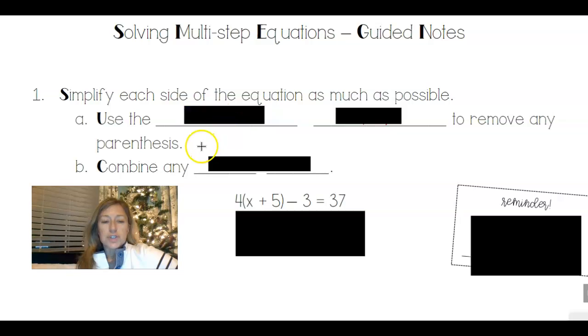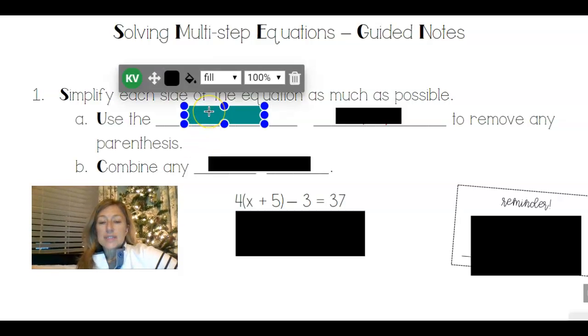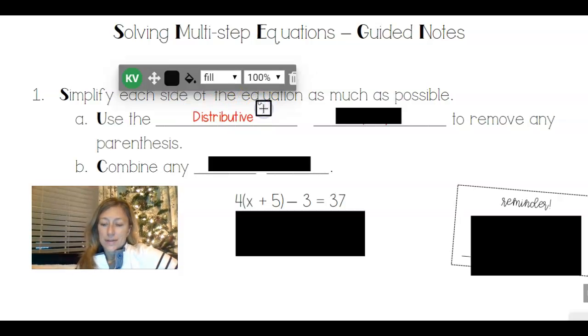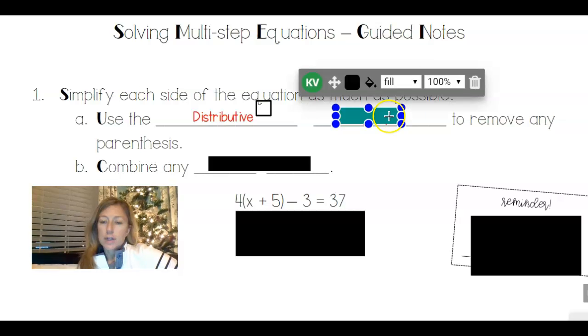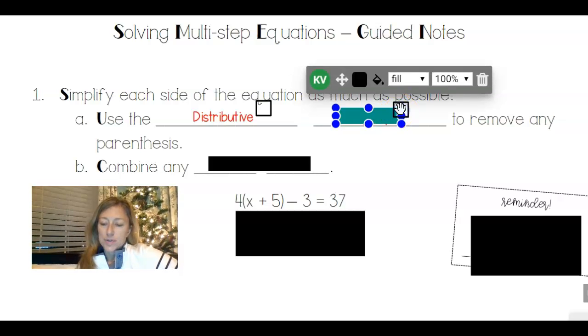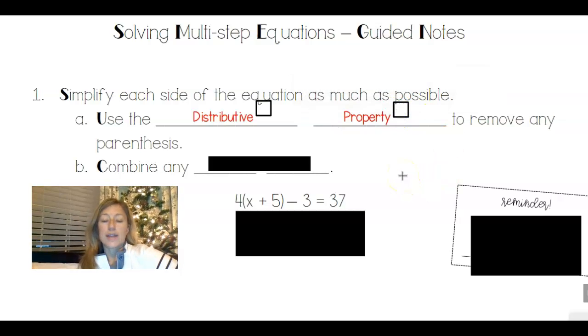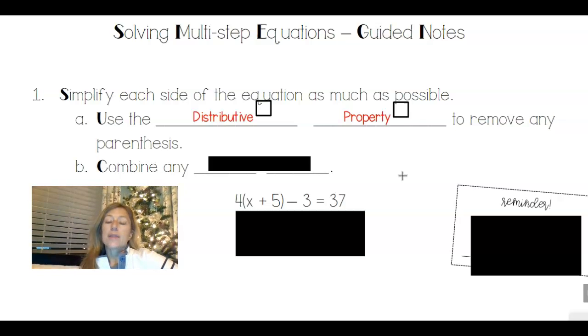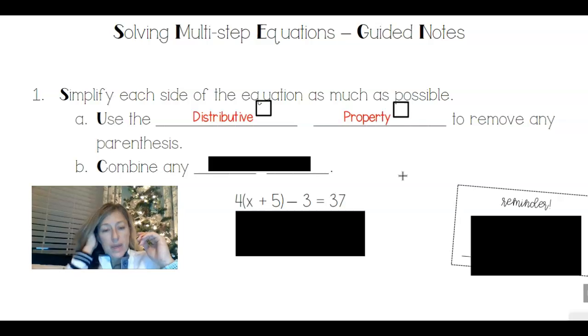So the first thing I want you to do is notice it says simplify each side of the equation as much as possible. Okay, so we always simplify everything first. Use the distributive property to remove any parentheses. So make sure you write that in the spaces. Use the distributive property to remove the parentheses first. We know that. We can't just start combining like terms until the parentheses are gone.